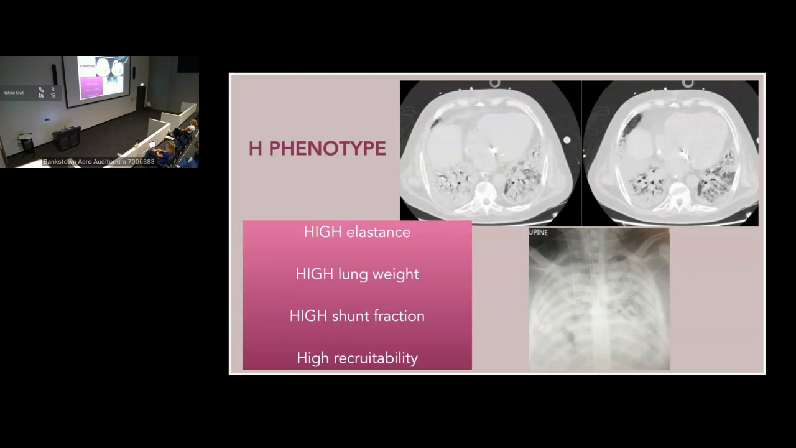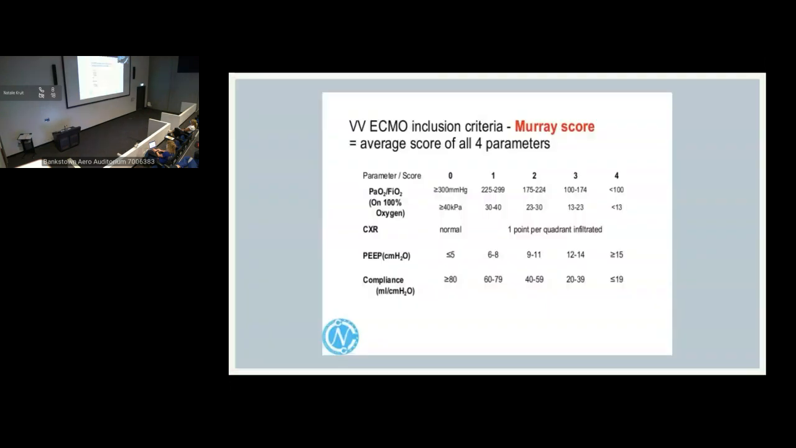Now, I just want you to have these two phenotypes in mind as I talk to you about the selection criteria for ECMO and the outcomes that we're seeing. So who gets ECMO in COVID? Pre-pandemic, we used the Murray scoring system, which a lot of you will be familiar with. It's basically just made up of 4 components. Each receives a score. You add the number up and you divide by 4. And generally, a Murray score of 3 or 4 makes you eligible for ECMO.